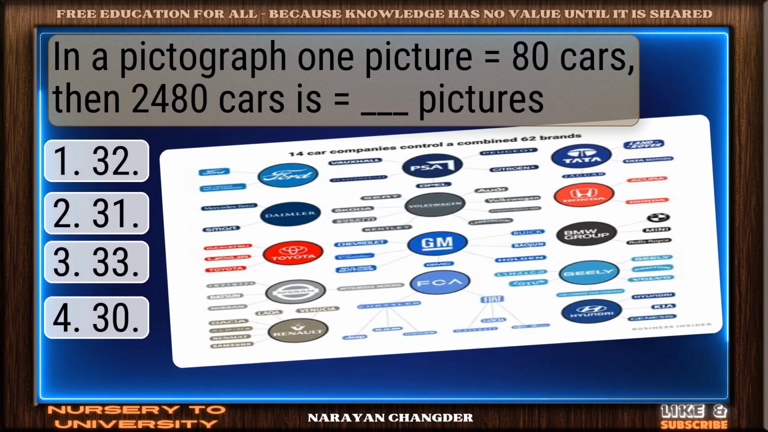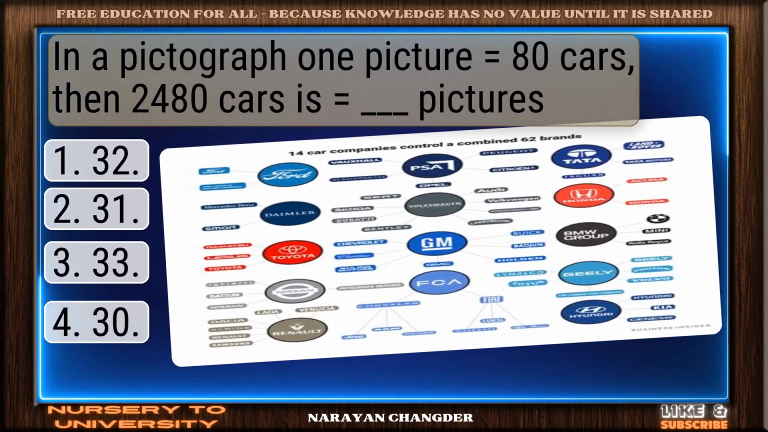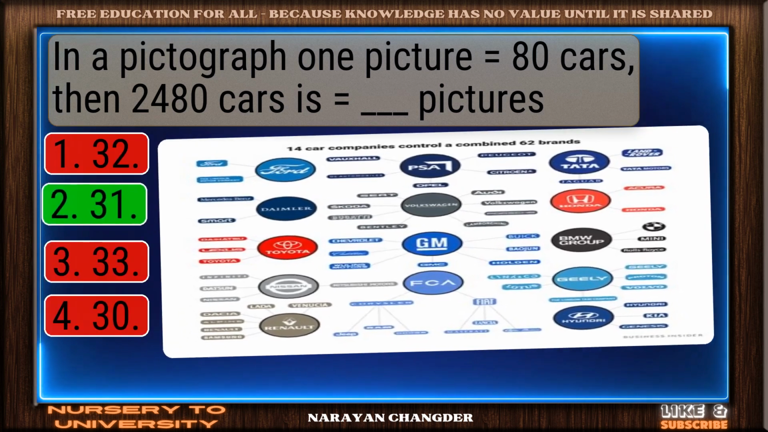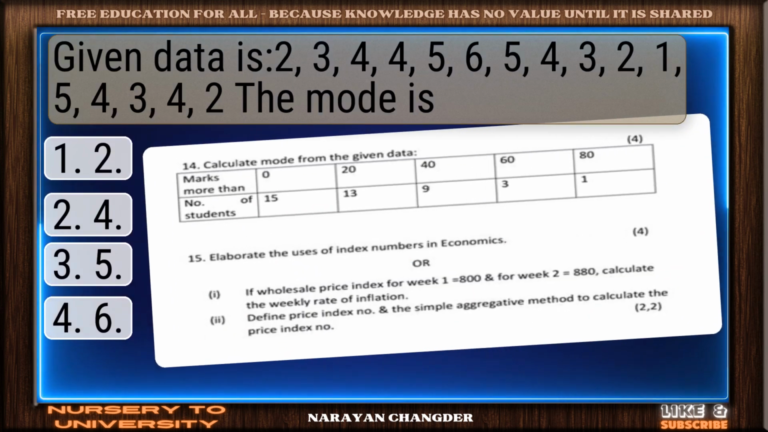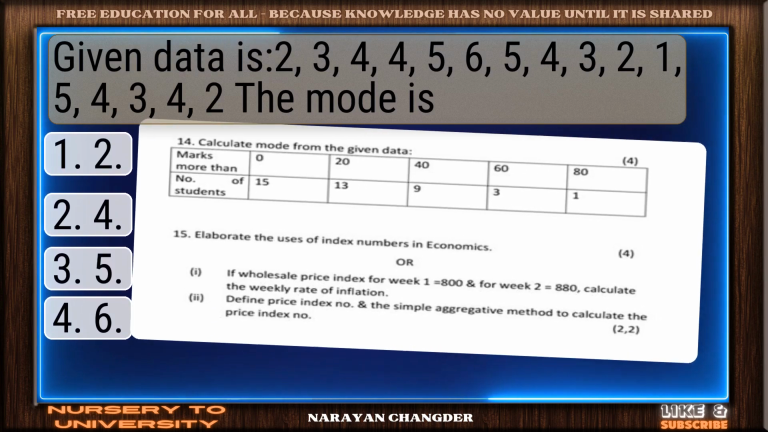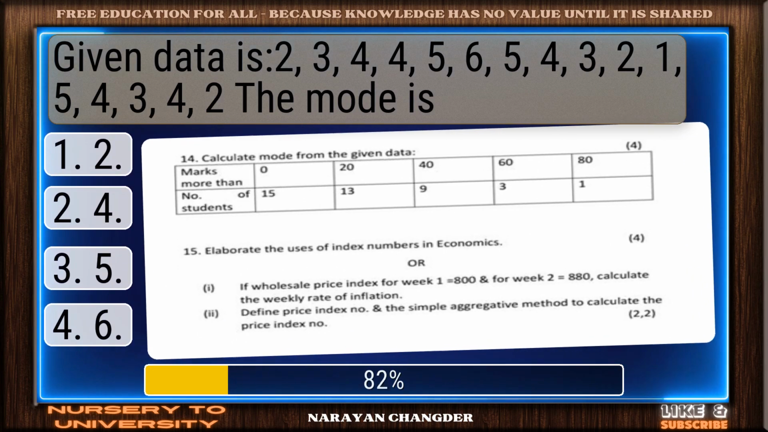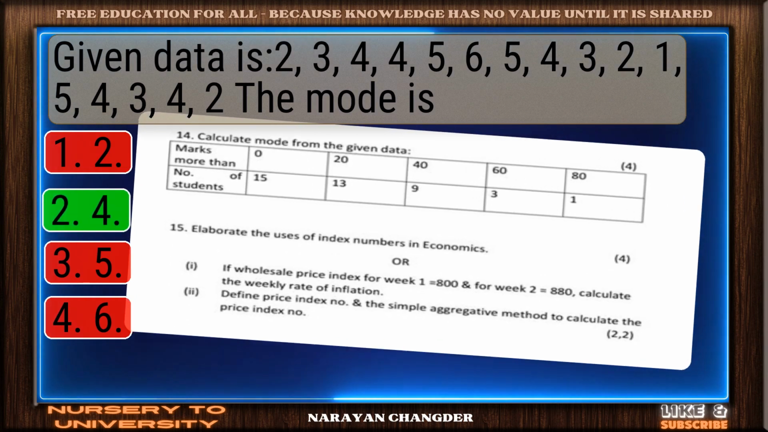Question number 70. In a pictograph, one picture equals 80 cars, then 24 80 cars is equal to dash pictures. Great thinking. 31 is the right choice. Question number 71. Given data is 2, 2, 3, 4, 5, 6, 5, 4, 2, 1, 5, 3, 4, 2, the mode is. Smart move. 4 is an accurate answer.